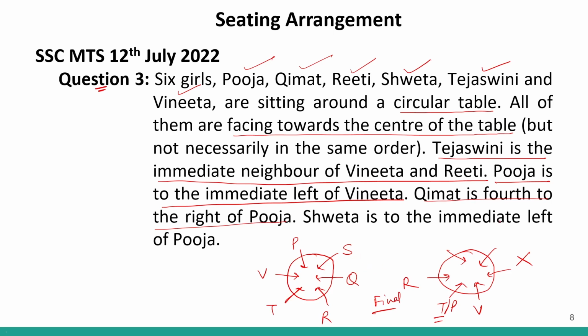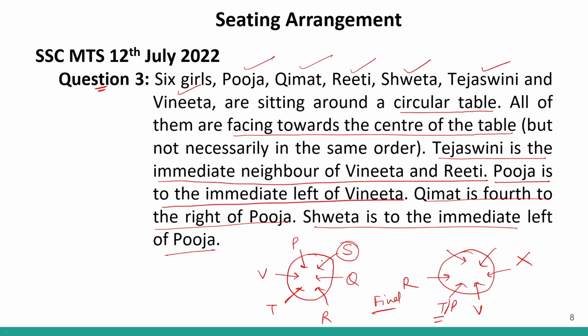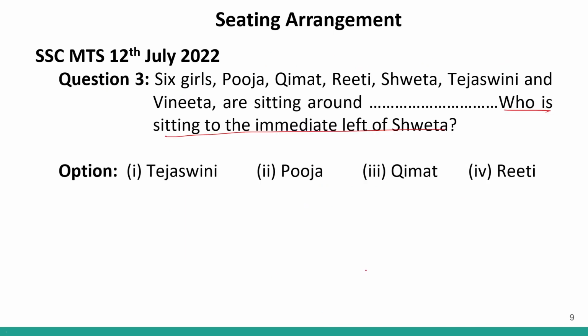Another information also given to us is that Shweta is to the immediate left of Pooja, which is obviously true as per the diagram. The question says, who is sitting to the immediate left of Shweta? So coming back to the diagram, we have Shweta over here. This side will be to the immediate left, and at the immediate left we have Q, which stands for Kimat. So immediate left of Shweta we have Kimat. Kimat is given in option number 3. Therefore, my answer will be option number 3, Kimat. Clear?